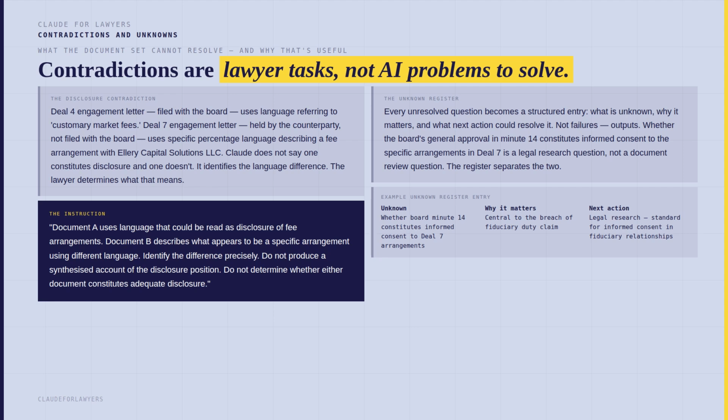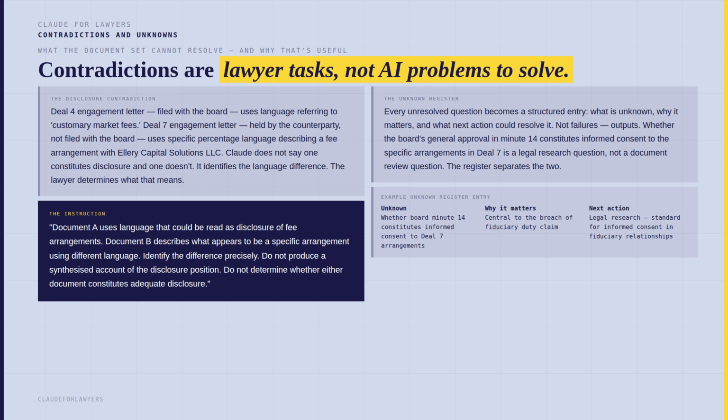Every unresolved question becomes a structured entry. What is unknown? Why it matters? What next action could resolve it? Whether the board's general approval in Minute 14 constitutes informed consent to the specific arrangements in Deal 7 is a legal research question, not a document review question. The register separates the two.